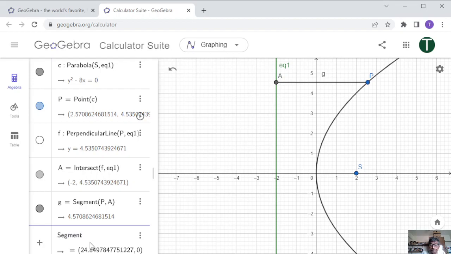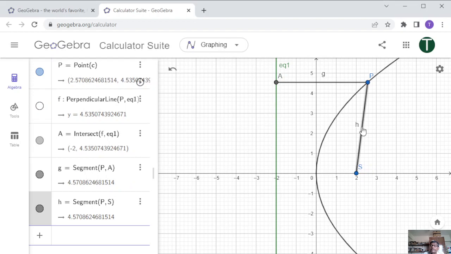So I do that: segment P comma S. This is the thing, and you return it. So this length is H and this length is G. The value of this is 4.57 something.